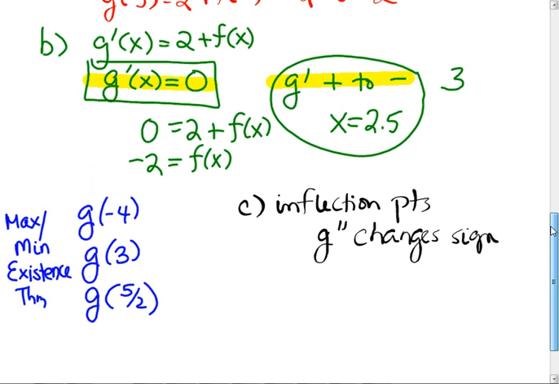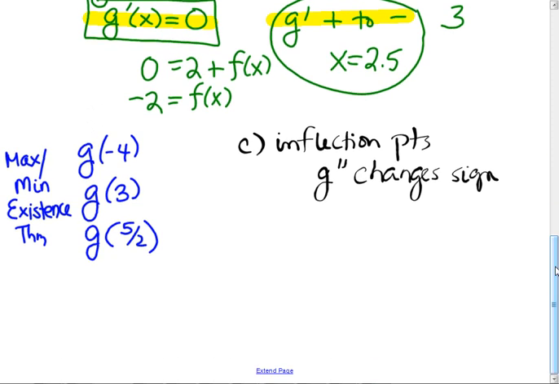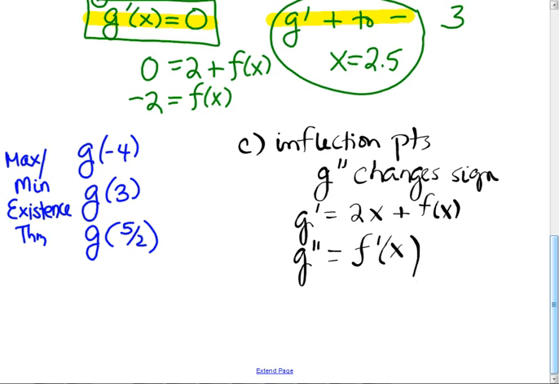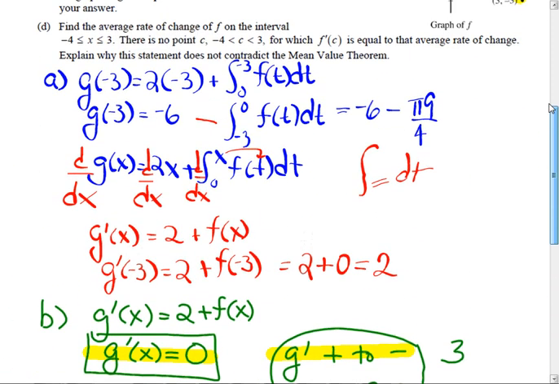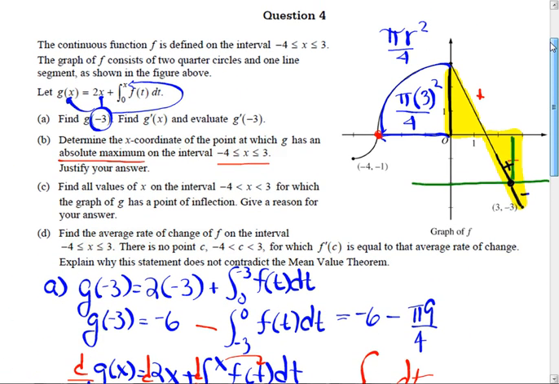derivative, what is the second derivative? If G prime is equal to 2x plus f of x, what's G double prime? F prime of x. So I'm safe. They made it x squared. Well, that would have been trickier. Okay, so I'm going to look at where the f prime of x is going to be changing sign. So I'm looking at the slope of my tangent line.